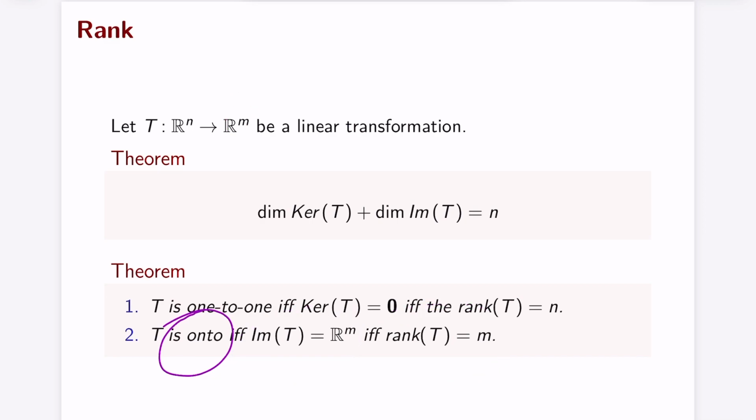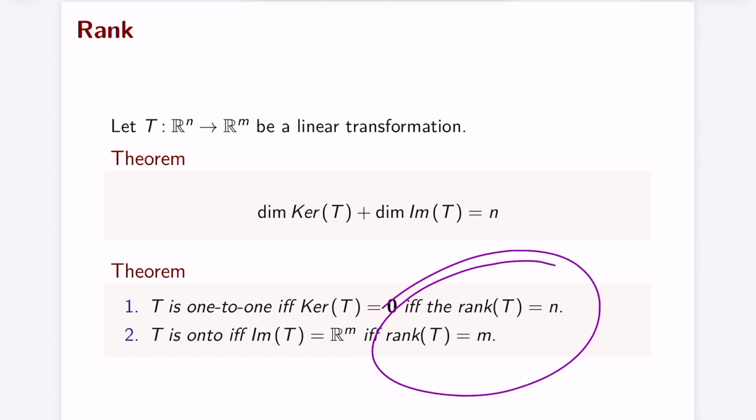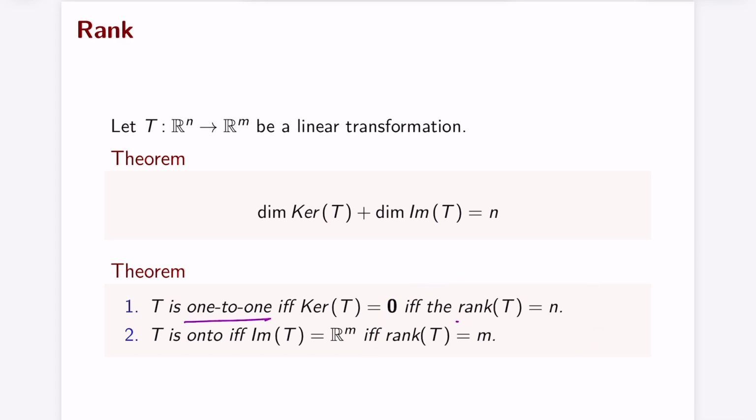So we have a very practical way to check if something is injective and surjective. Everything boils down to the rank of a matrix. The function is injective if the rank is n. The function is surjective if the rank is M. So this is a very practical condition to know when the function is injective or surjective.